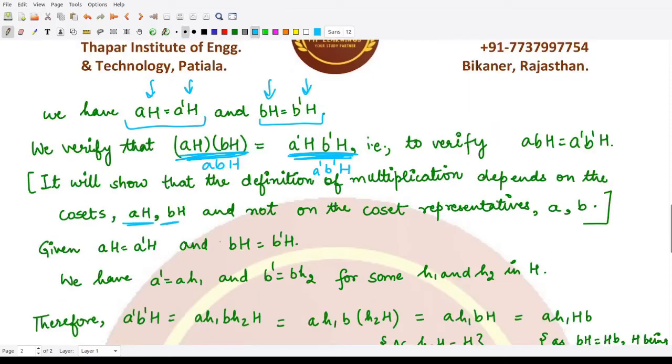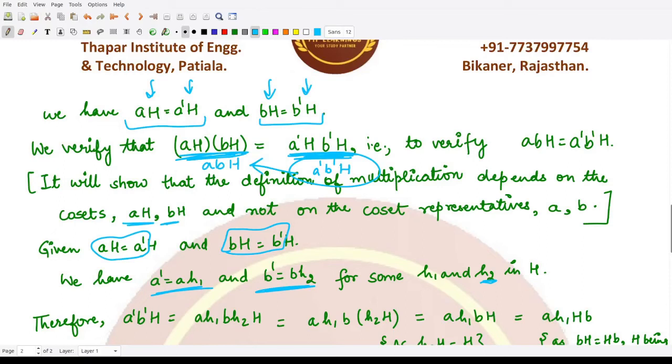So because we are given that AH is equal to A dash H and BH is equal to B dash H, in that case we can define A dash to be A into H1, where H1 is a member from the subgroup capital H, and we can define B dash to be B into some member from H. Let's call that member H2. So once we define these two things, let's start from here and reach here.